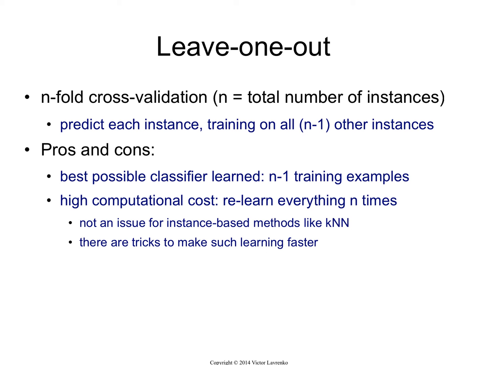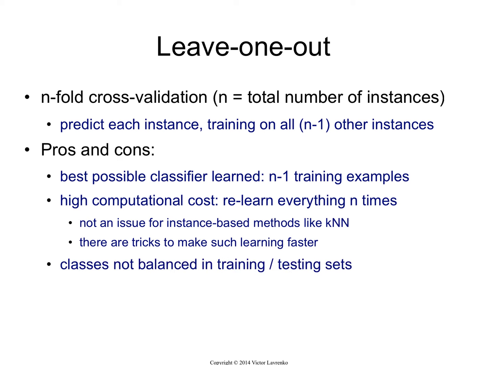Now, it's not a problem for some methods. For example, we're going to be talking about nearest neighbor methods. They do this thing anyway, right? So for nearest neighbor methods, it's not a problem to do Leave-one-out. And for other classifiers, there are tricks that make learning a little bit more efficient, so you don't have to relearn from scratch. So it is a problem, but it's not a huge problem.